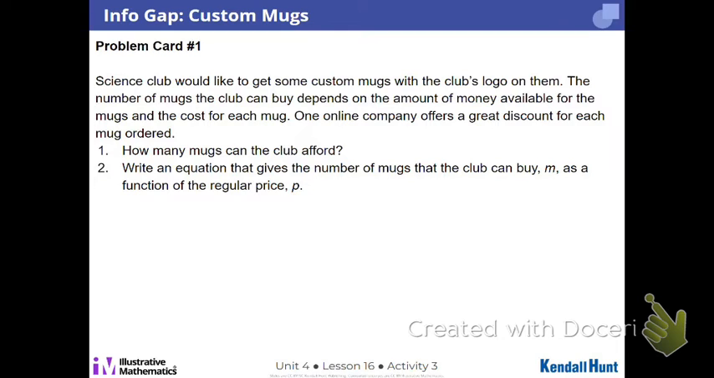Last thing for the day. You're in the science club and you're buying mugs because you want to be the flyest kids at Sip and Reads, okay? It's going to be for your science club. Here's what you need to be able to answer. How many mugs can you guys afford? And you need to write an equation to show it.